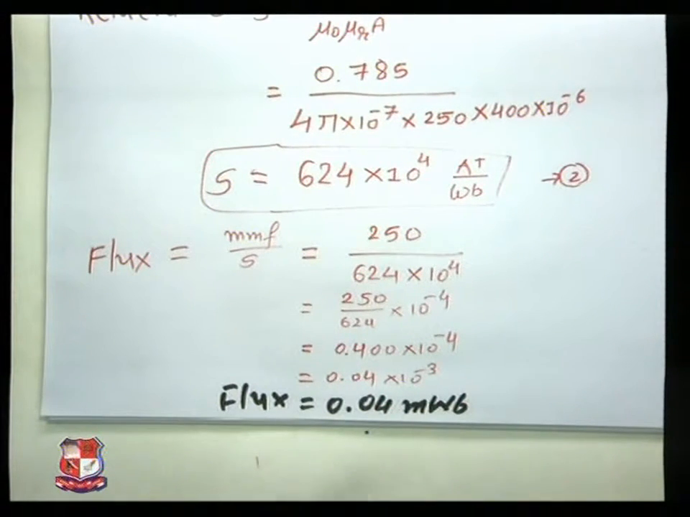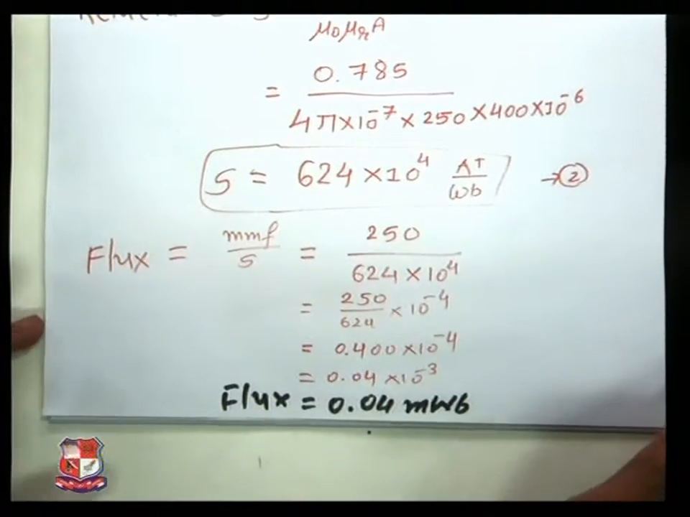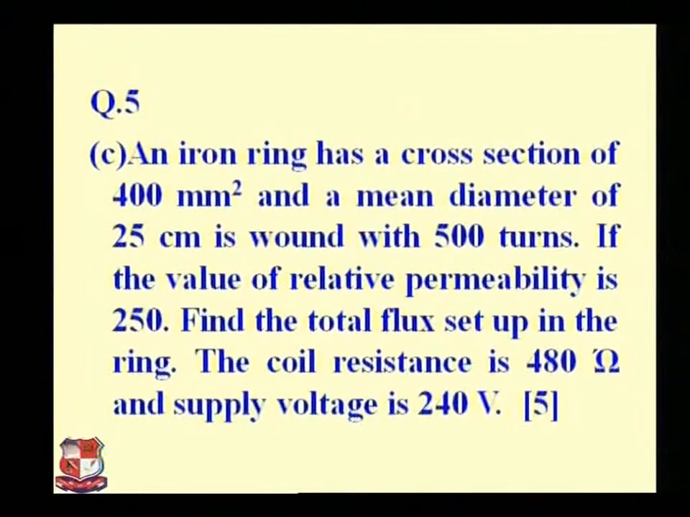So this is the complete sum for 4 marks. First we have to find out the value of mmf, then we have to find out the value of flux, and then we can get the value of set up flux. So for 5 marks, it is easy to calculate.